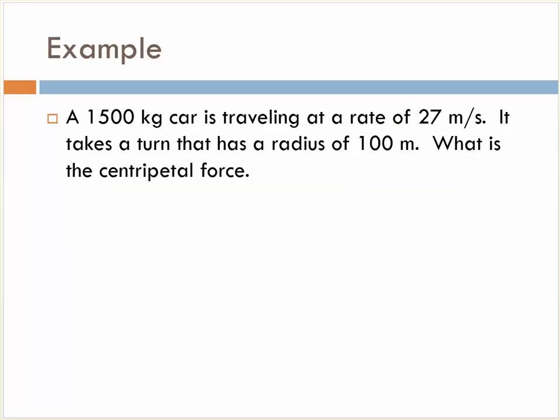Alright, some more examples. A 1,500 kilogram car is traveling at a rate of 27 meters per second. It takes a turn that has a radius of 100 meters. What is the centripetal force? Well, let's draw a picture here. I've got this car that's taking this turn, has a radius of 100 meters, and it's going at a velocity of 27 meters per second.